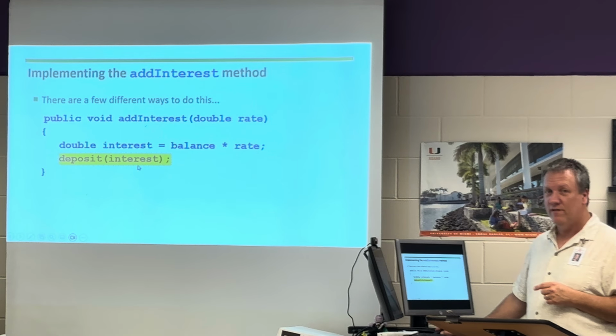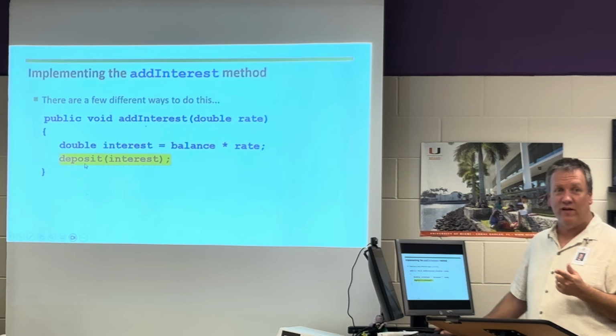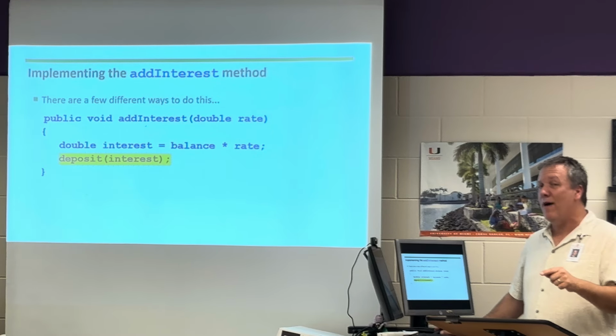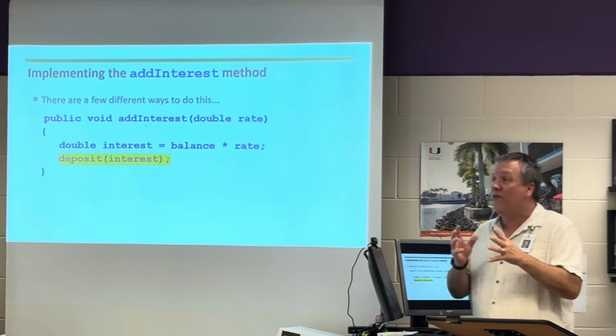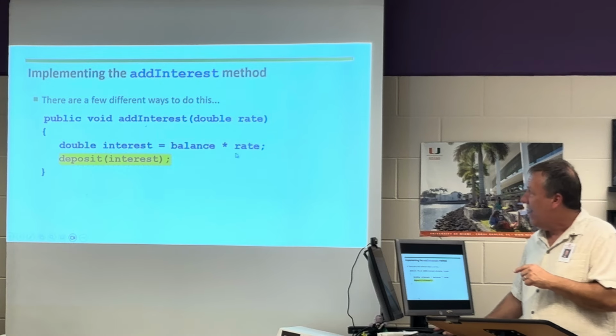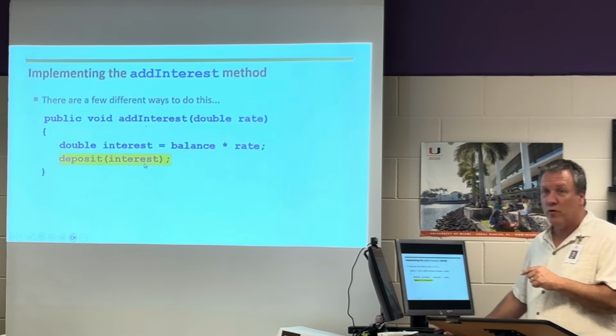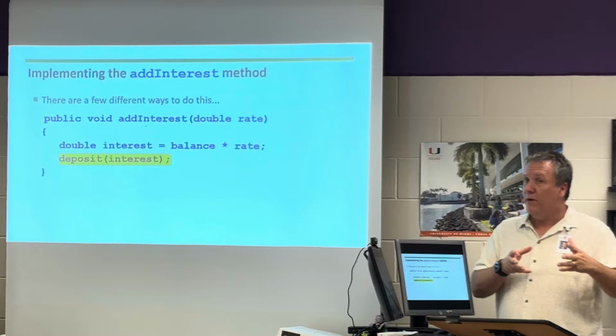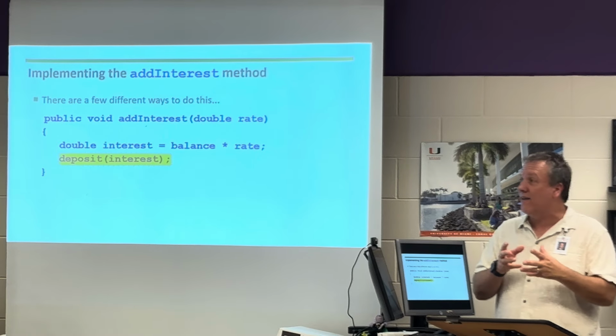Deposit interest? Now wait a minute, deposit, that's a method, right? It's in this class. But I don't have to say object.method because I'm already working within someone's bank account. So I just say, hey, calculate the interest and then say deposit interest. No object dot, just method, because I'm already inside my own bank account code.